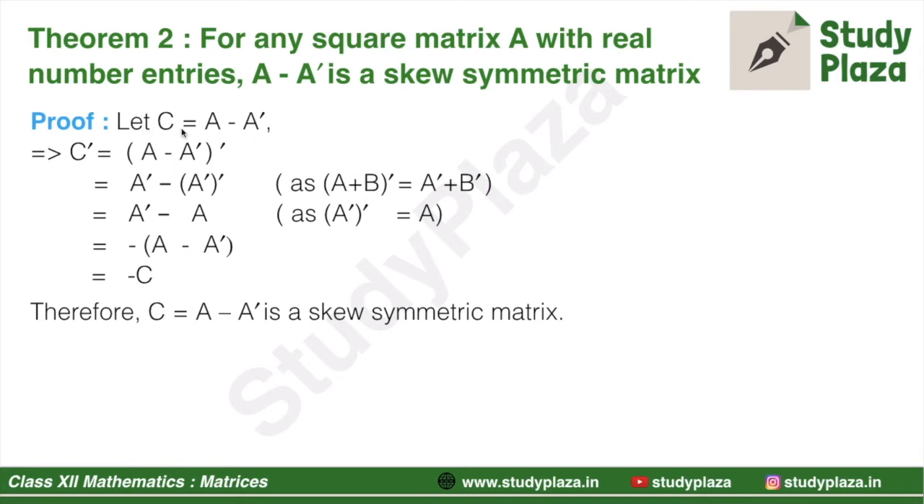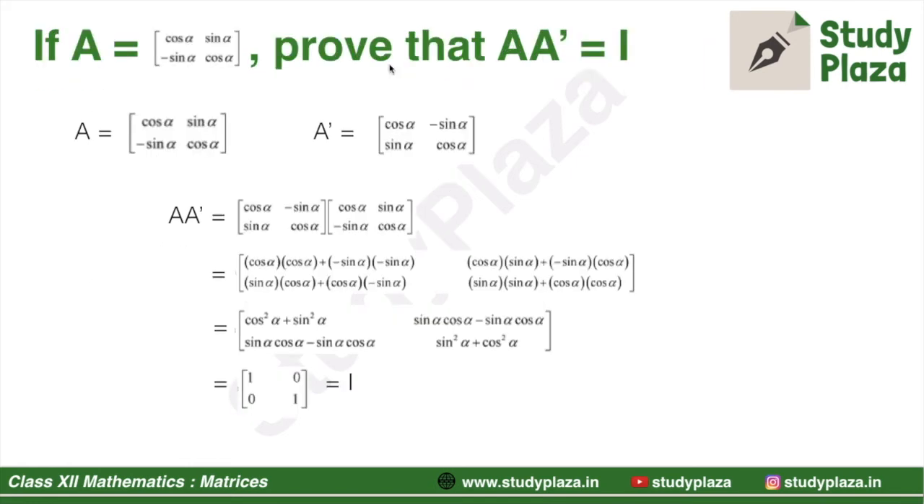So transpose of C, that is C dash, will be equal to transpose of (A minus A dash), and it will be equal to A dash minus double transpose of A. Again using the property of transpose of matrices, it will equal A dash minus A. If we take minus as common, it will change to minus (A minus A dash), which is equal to minus C. So C dash is equal to minus C, hence C equal to A minus A dash is a skew symmetric matrix.